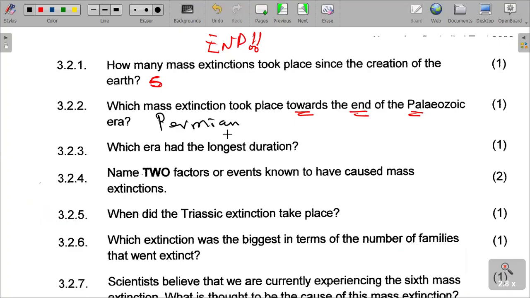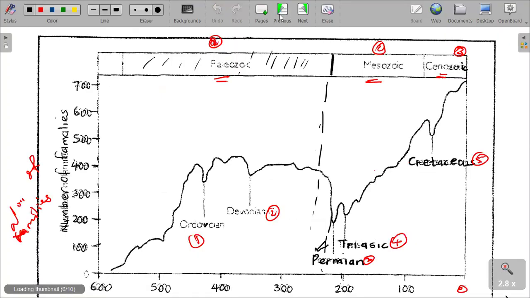It is the Permian, which took place towards the end of the Pleiadic era. It is the Permian class. Which era had the longest duration? Which era has got the longest duration?